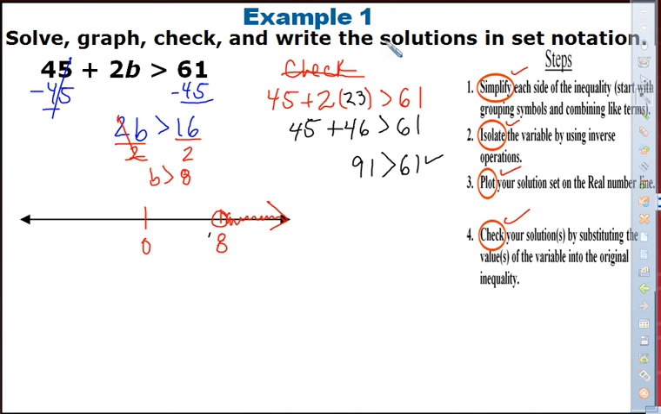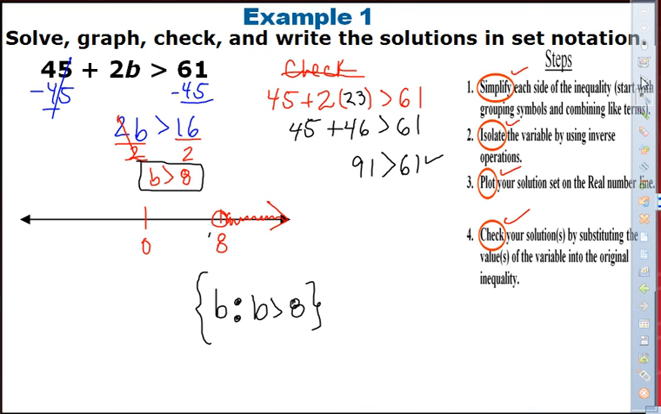However, look at what it says. Write the solution in set notation. So let's write our set notation. The set of all, what variable are they using? Of all B, such that, what was our inequality at the end once we solved? B is greater than 8, and we're done. That's the answer. That's our solution set. Once again, the set of all B's where B is greater than 8.